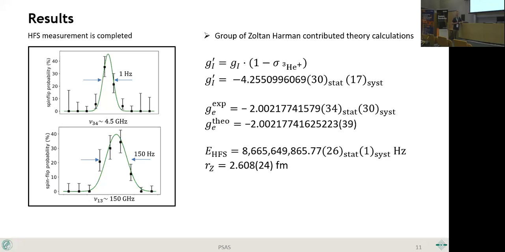I know. This is very important, because this would mean that you improve the magnetic moment of helium-3. It's not only more accurate, but also different. It's important.